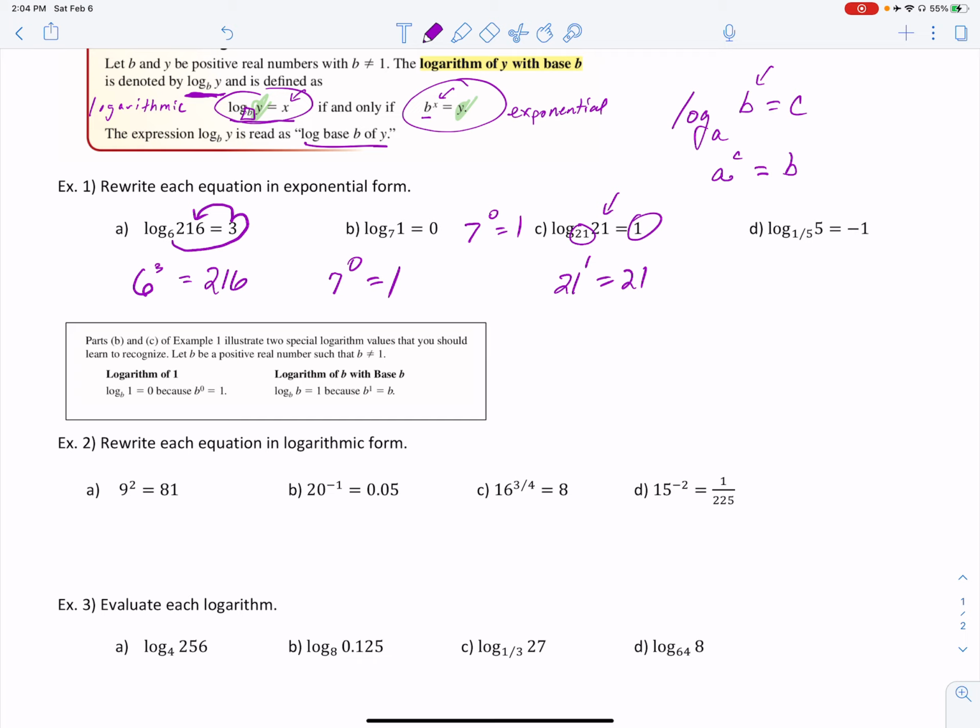By the way, on your homework, be sure to write down the original problem.